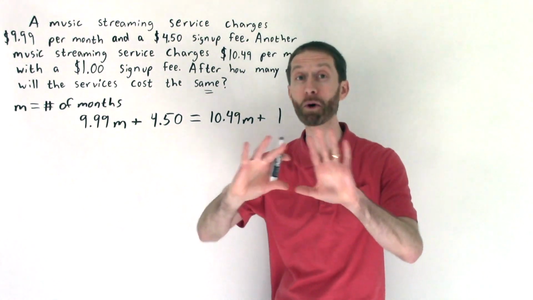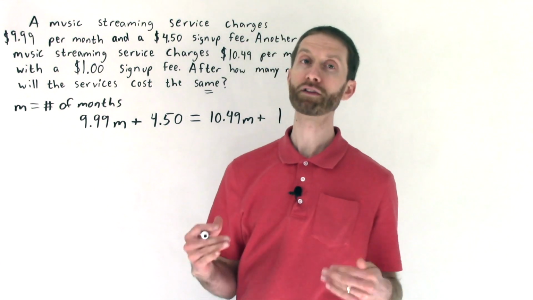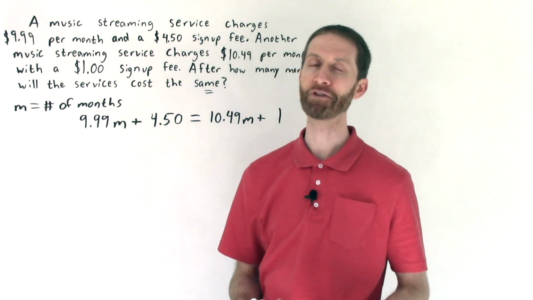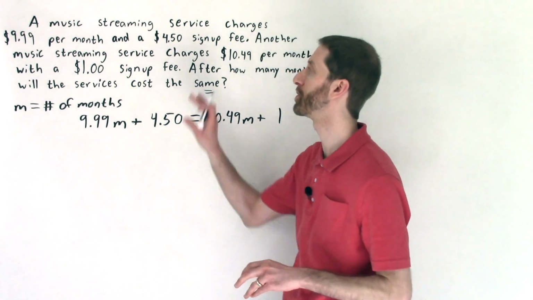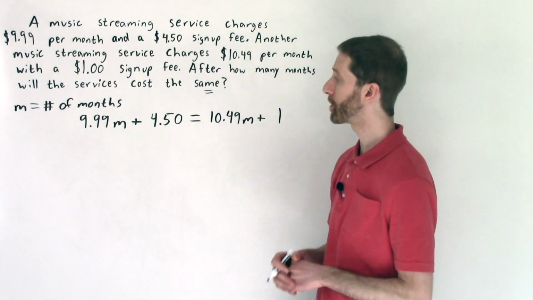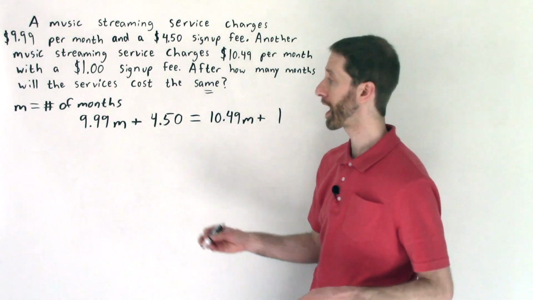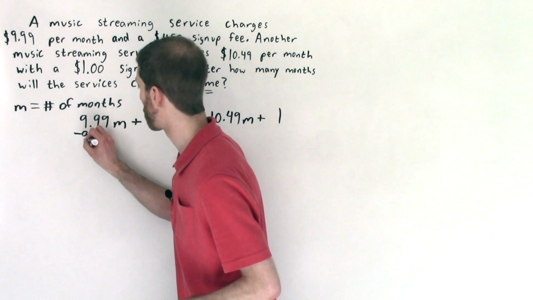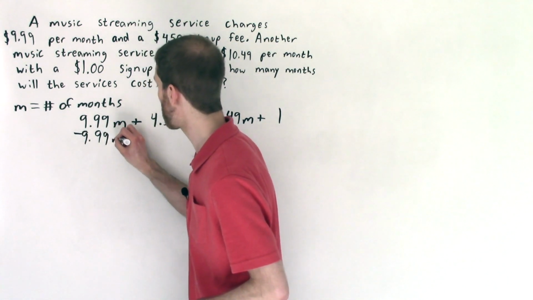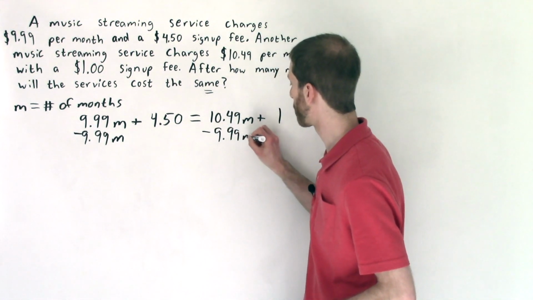That's our setup. That's the most important part, because from here, all you're doing is solving out the equation that you've generated. Very cool. So let's do that knowing that we just did a great translation. So I'm going to join up the variables. I'm going to move 9.99m over to 10.49m by subtracting 9.99m. So minus 9.99m. Do the same thing to both sides and be careful with your operations now.